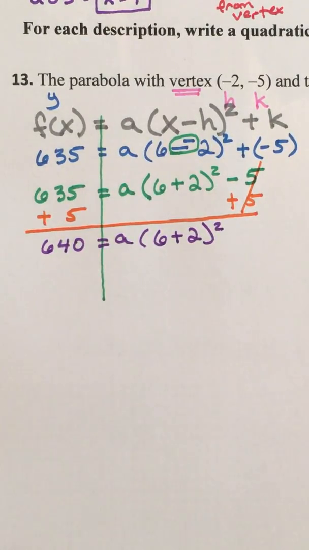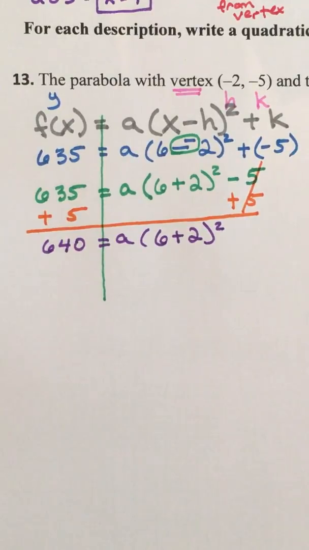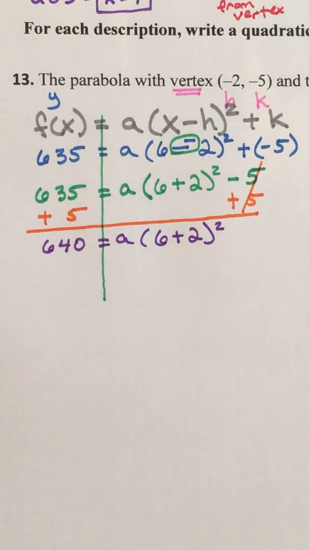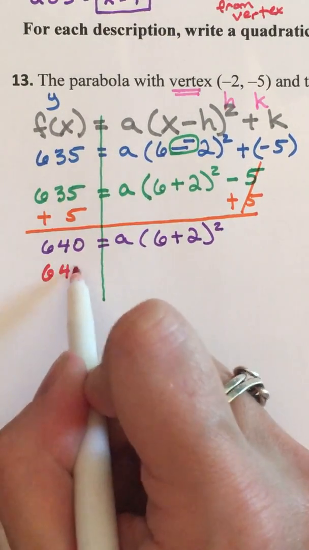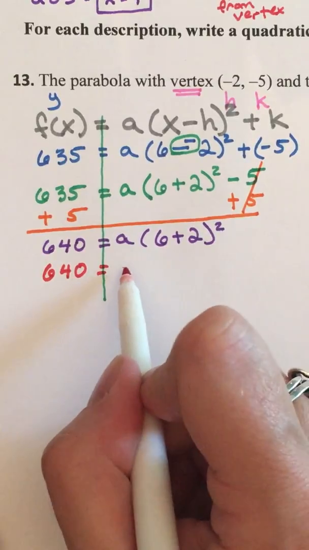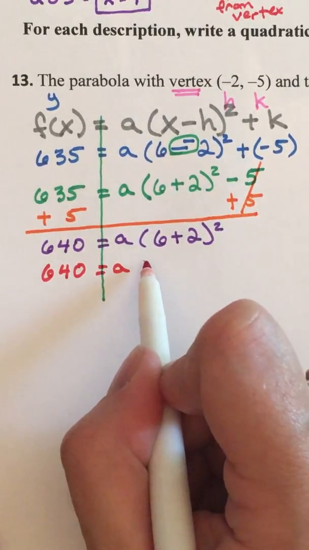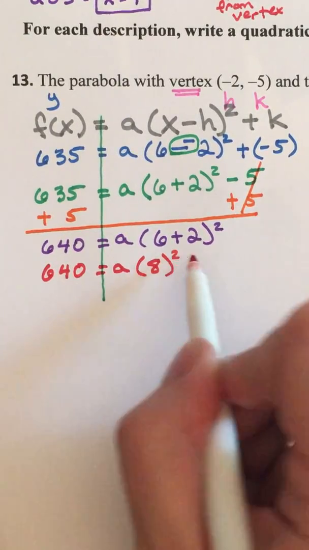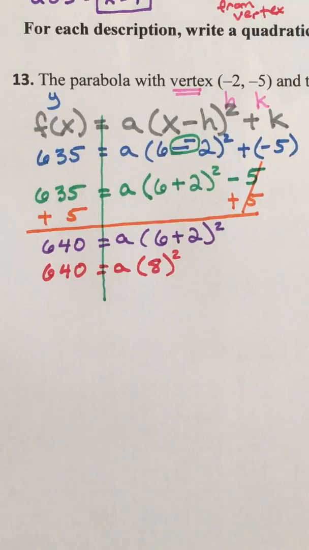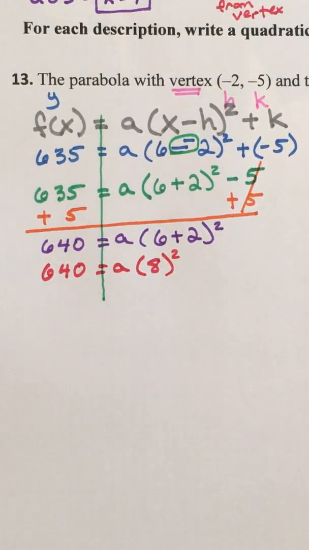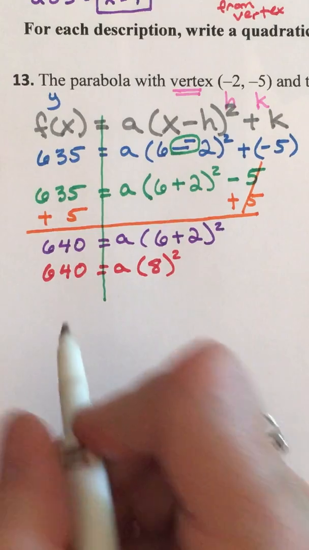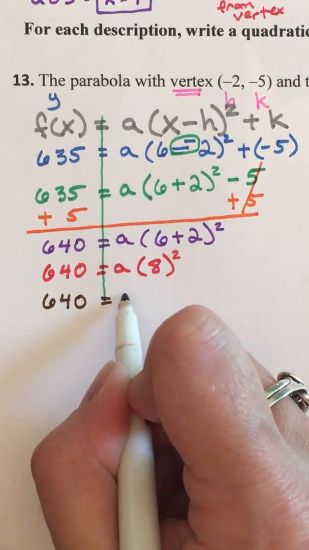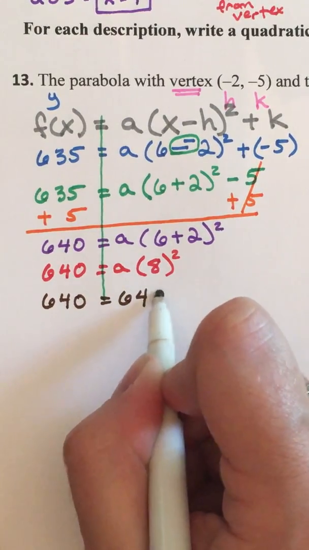Great. What do we do now? Do you add first because it's inside of the parentheses, or do you do the exponents first? Yeah, you do what's inside of the parentheses first. That's right. So 6 plus 2 is 8. What do we do now? Square the 8. This is becoming real clear of what we need to do. 8 squared is 64.